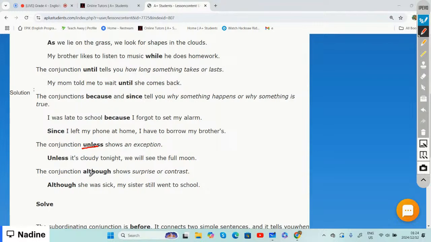And then we can also use the conjunction although, which shows either surprise or contrast. Although she was sick, she still went to school.